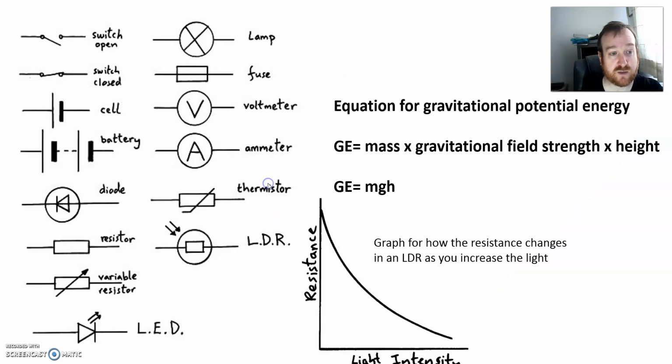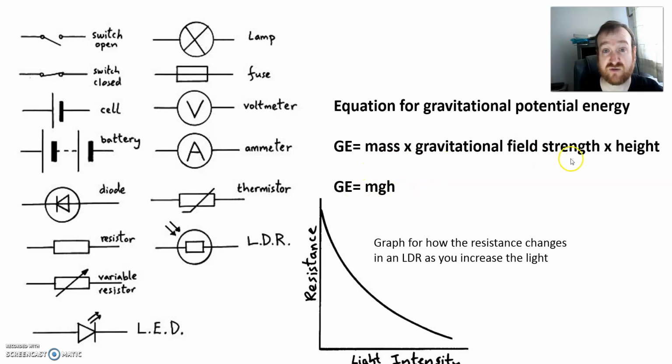Here are some answers. So we've got all of the different symbols that you need to know. So we've got a switch, open and closed. We've got cells, batteries, diode, resistor, variable resistor, LED, light emitting diode, a lamp, fuse, voltmeter, ammeter, thermistor, and LDR, light dependent resistor.